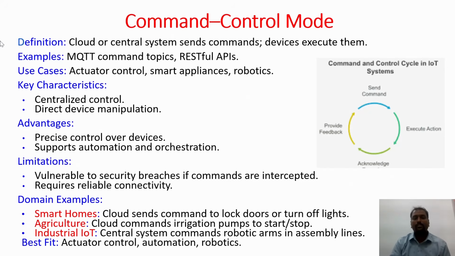Limitations include it is vulnerable to security breaches if the commands are intercepted by some intruder. It requires reliable connectivity throughout the work hours. Domain examples include smart homes where the cloud sends commands to lock doors or turn off lights. In smart agriculture, the cloud commands irrigation pumps to start or stop when the soil moisture value is low. In industrial IoT applications, the central system initiates commands to robotic arms in assembly lines. So this command control mode is best fit for actuator control, automation and robotics.